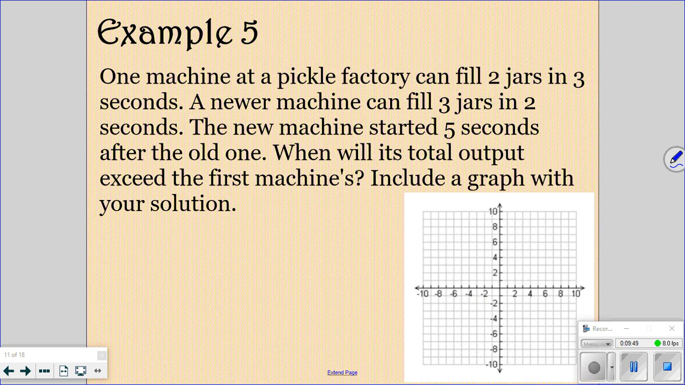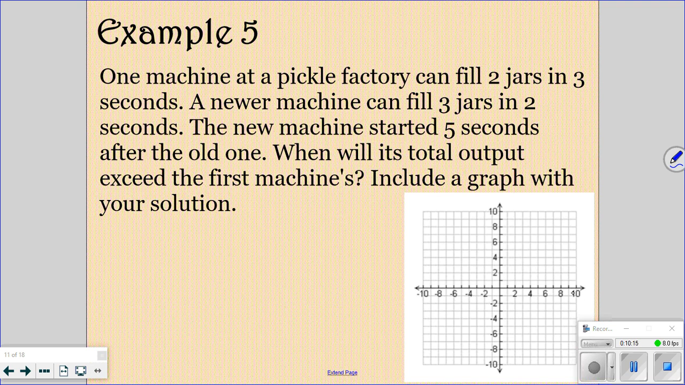Okay, so now we're going to look at example 5. We have one machine at a pickle factory that can fill 2 jars in 3 seconds, and a newer machine can fill 3 jars in 2 seconds. The new machine started 5 seconds after the old one. When will the output exceed the first machine? And it wants us to do a graph. So what we need to do is do the first machine.